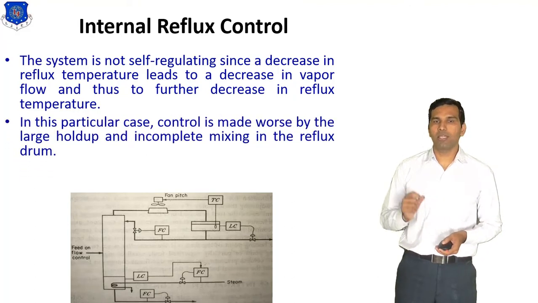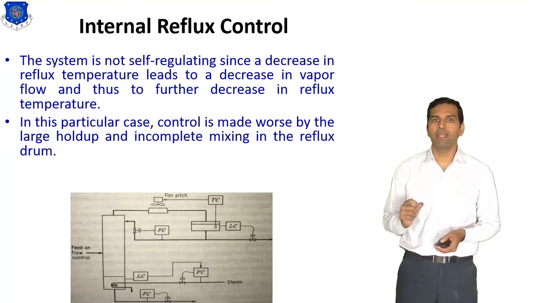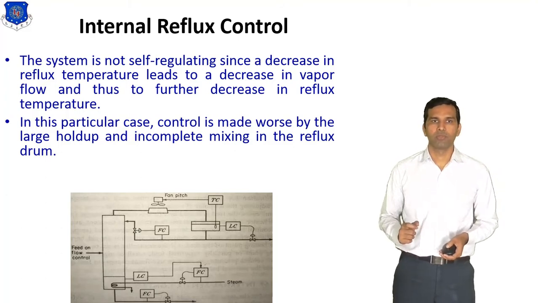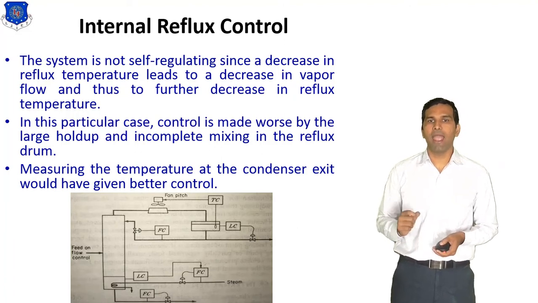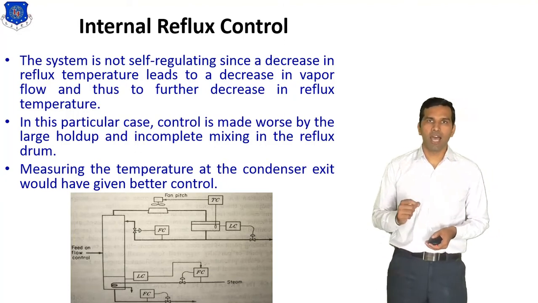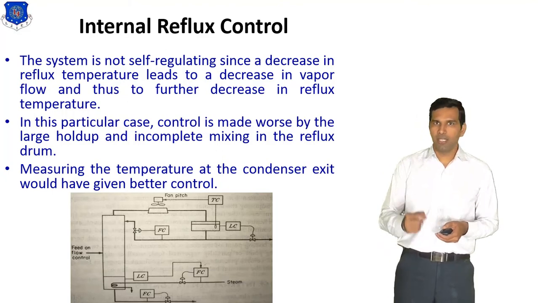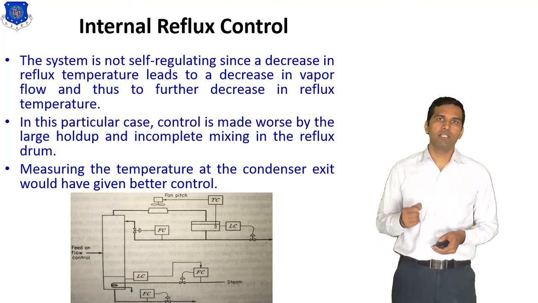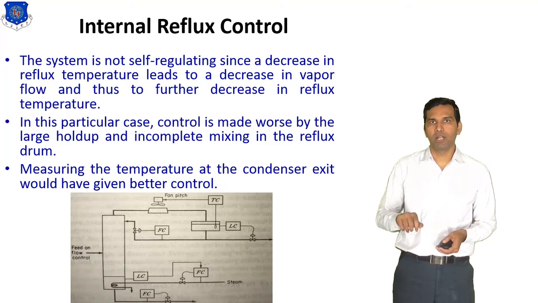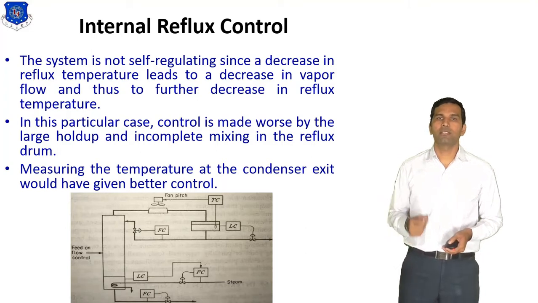In this particular case, control is made worse by the large holdup and incomplete mixing in the reflux drum. Measuring the temperature at the condenser exit would have given better control. Here in this slide we see there is some disadvantage or limitation of this method of controlling the reflux by manipulating the pitch of the fan. So now we discuss another method.